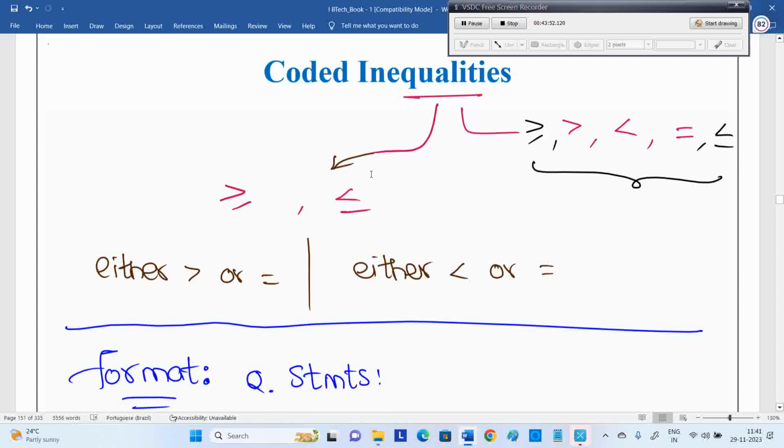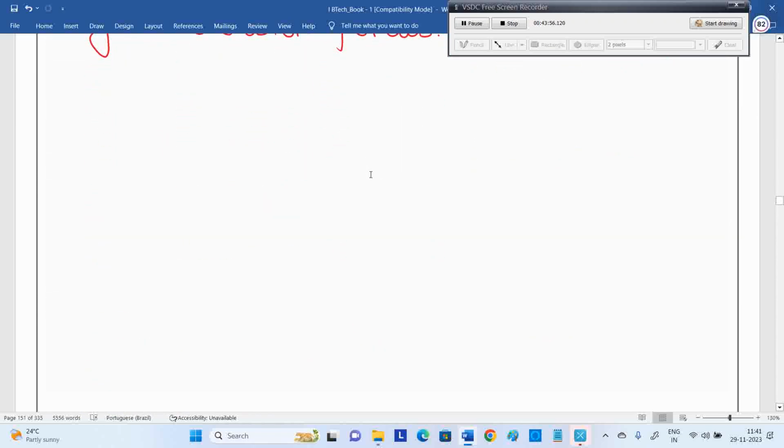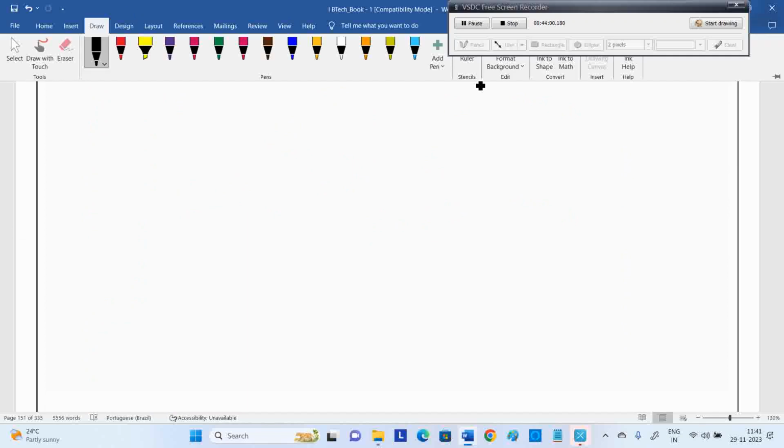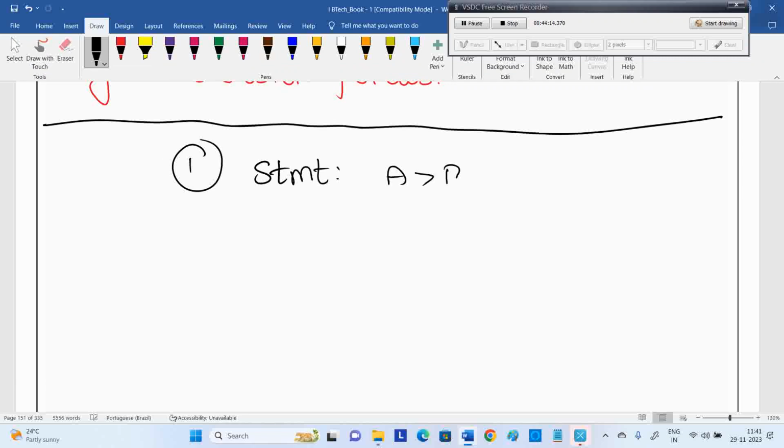Right. Now, let us see some examples before proceeding to the questions. I'll go with some examples before going for those original questions. Now, see the first example, the statement will be like this. Let's say they're given A greater than B and C less than B. This is the statement. Simple question, first to understand.